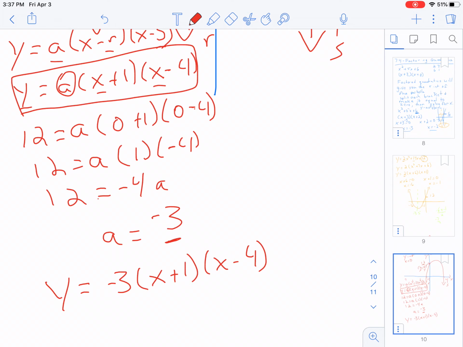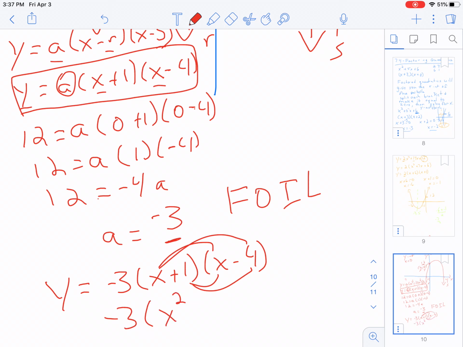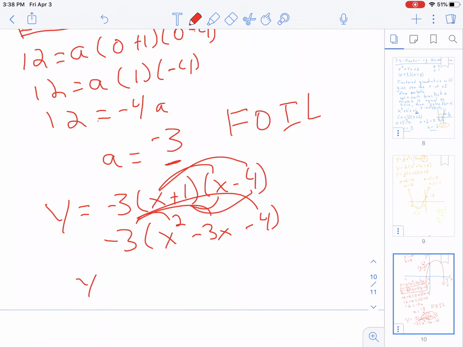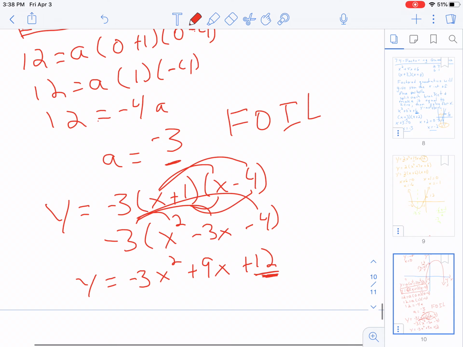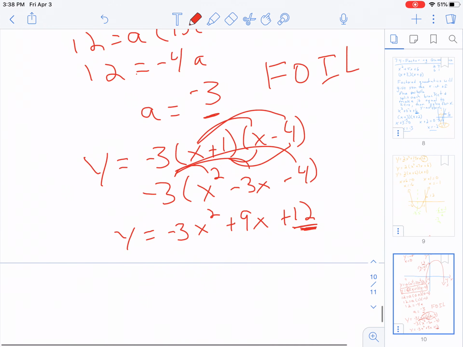Now, if you want, you could leave it like this, or you could do your FOIL and figure it out. So remember, FOIL is first times the first, outside, inside, last. Like so. So I'd have like -3x squared. I'm not going to show all of my work here, just to kind of speed things up. Then I just take this -3 and I times it to everything inside that bracket. Now to do a quick check, it says here my y-intercept is at 12, and that's what the graph originally had, so I know I am correct. Not to toot my own horn, but I'm right.